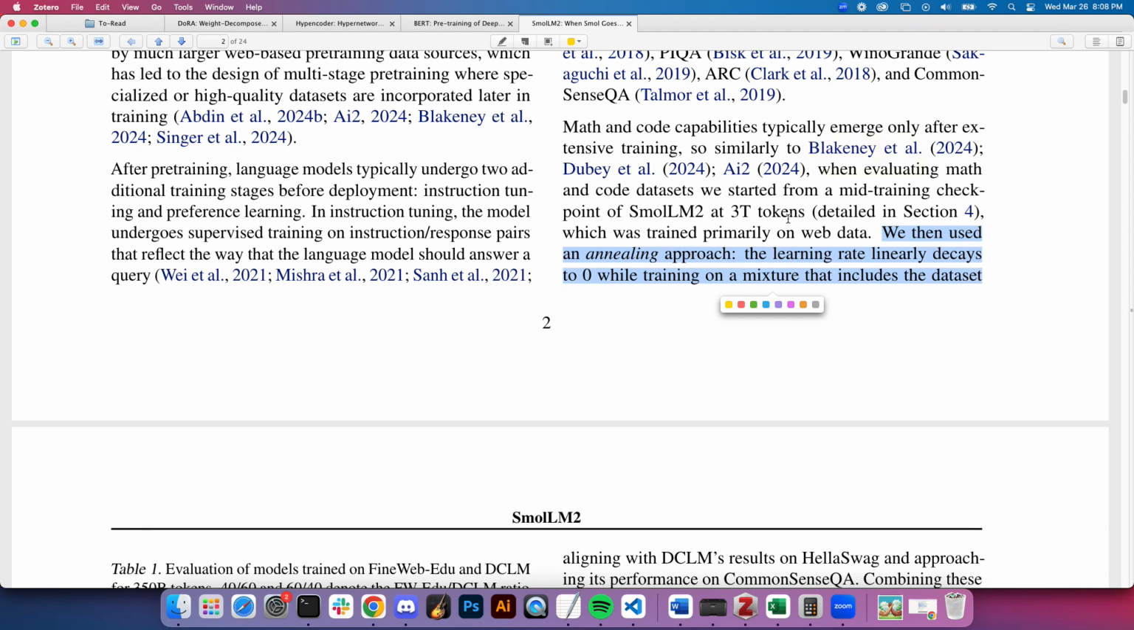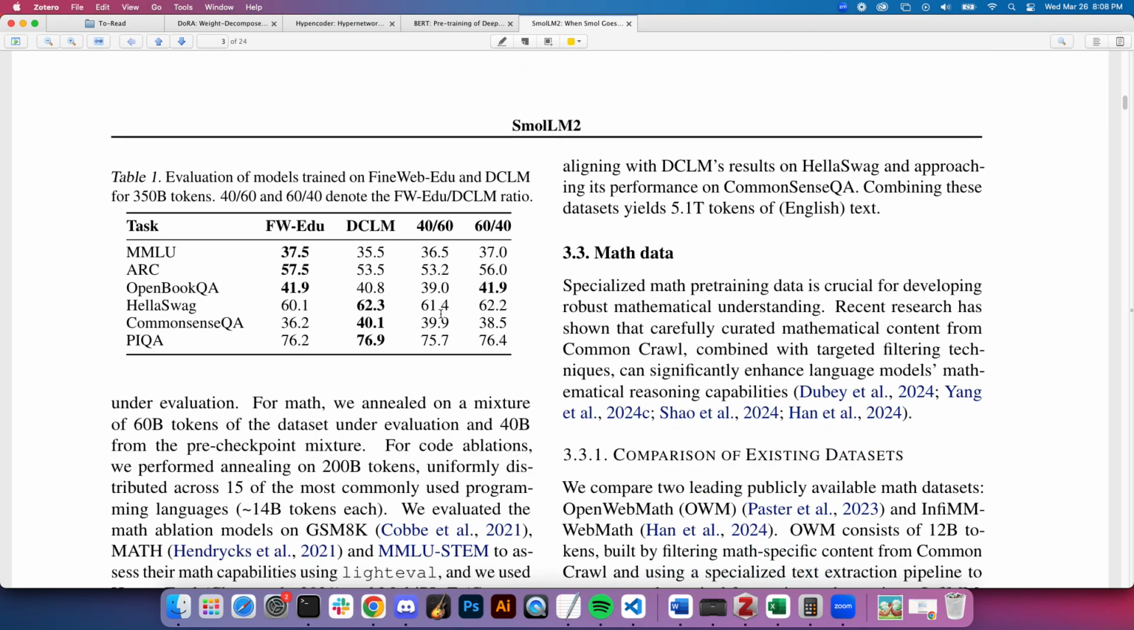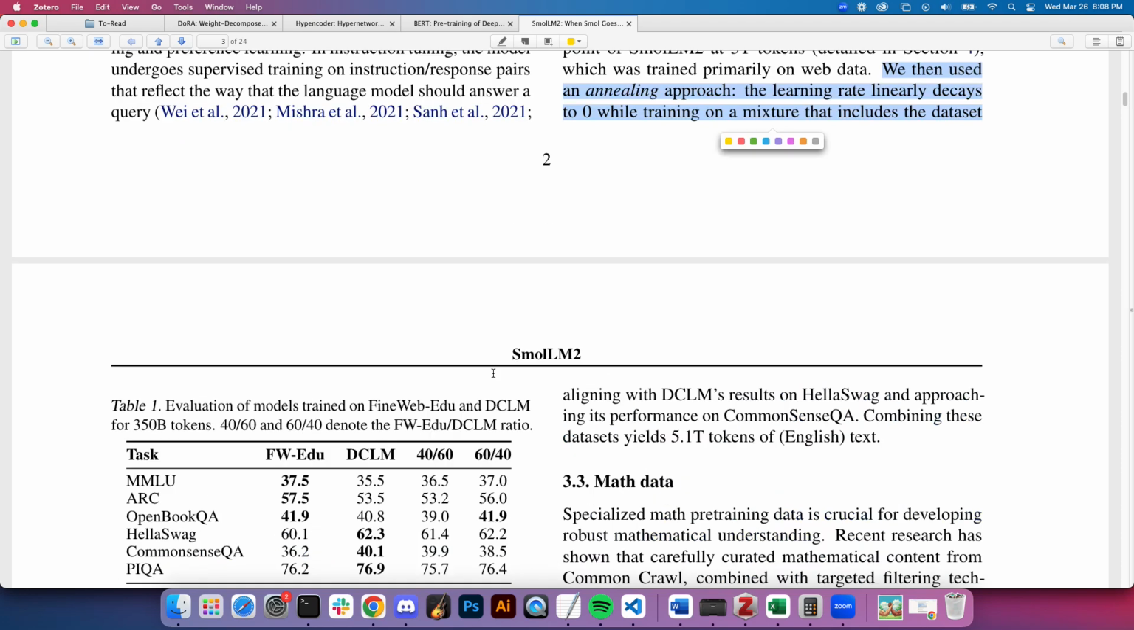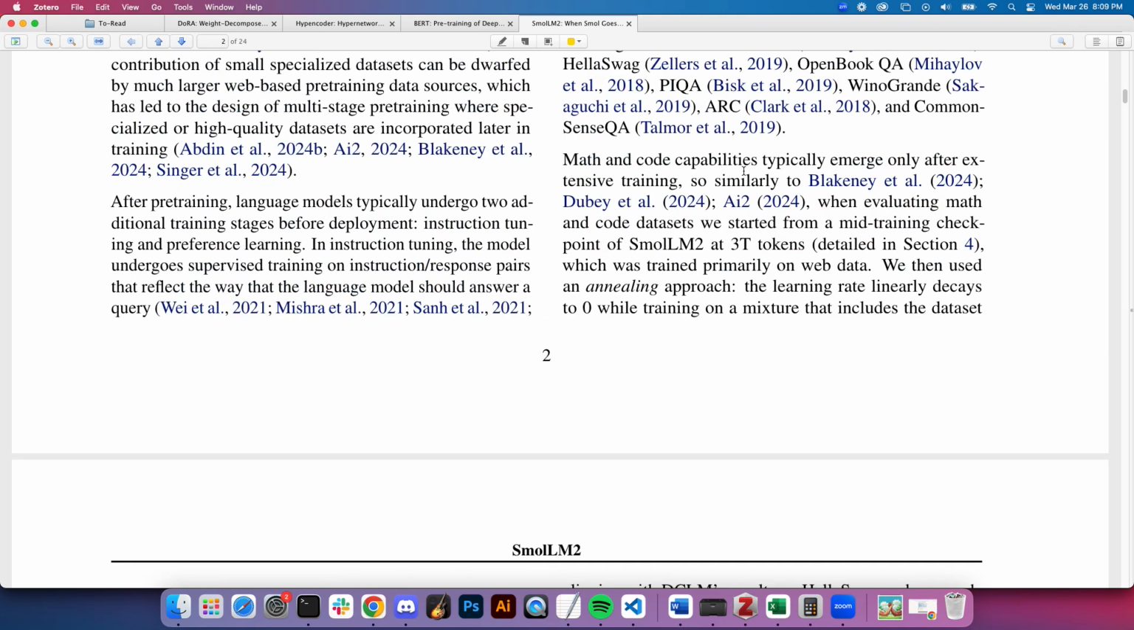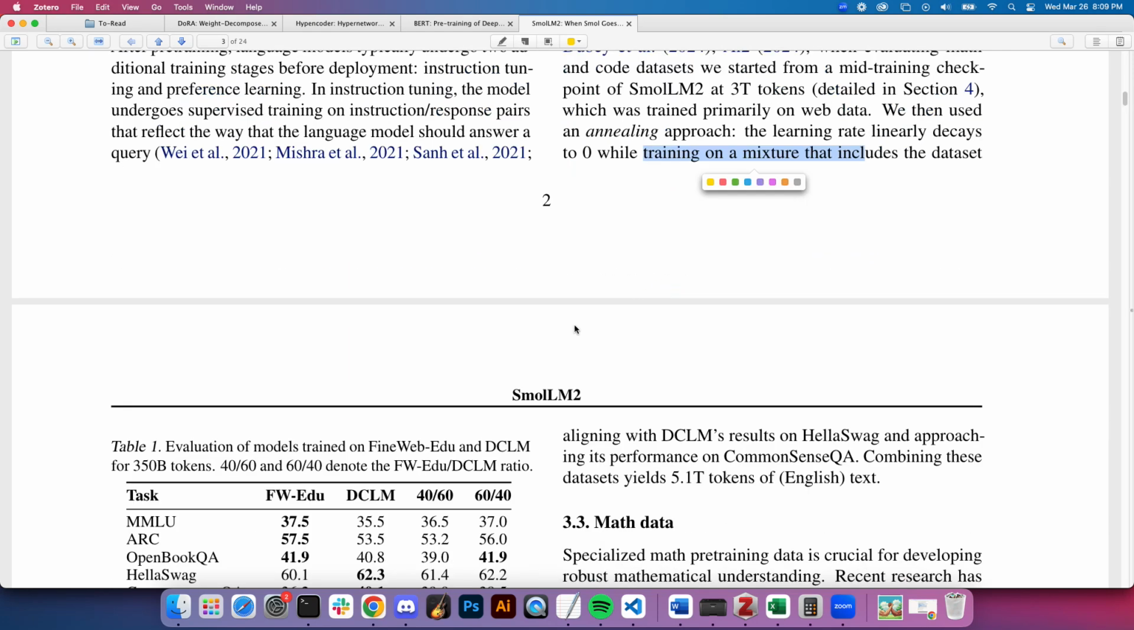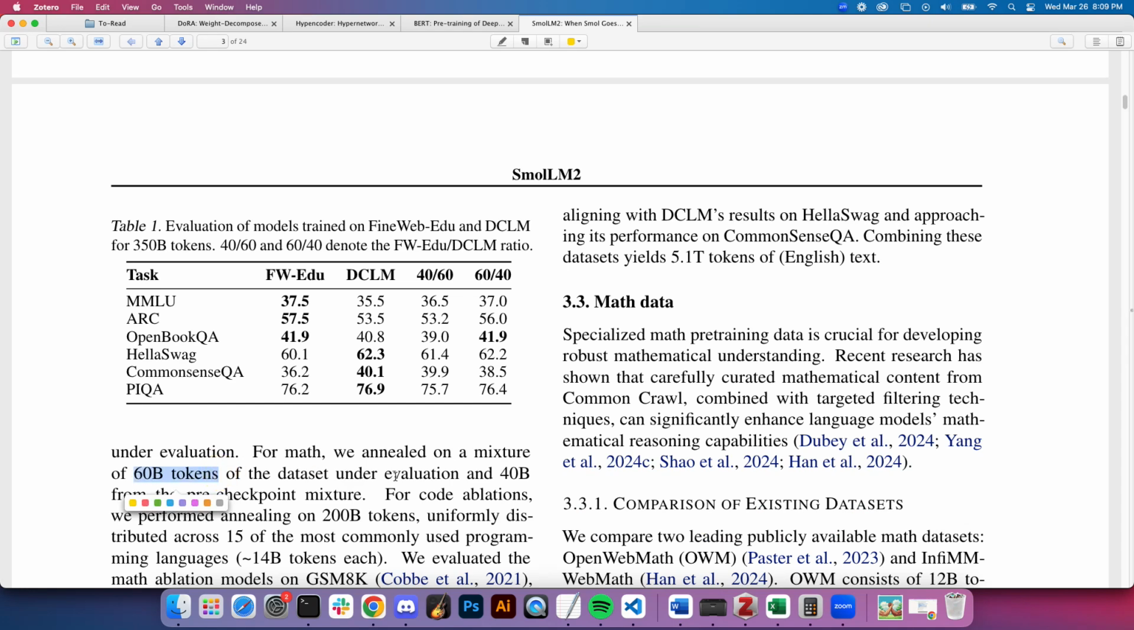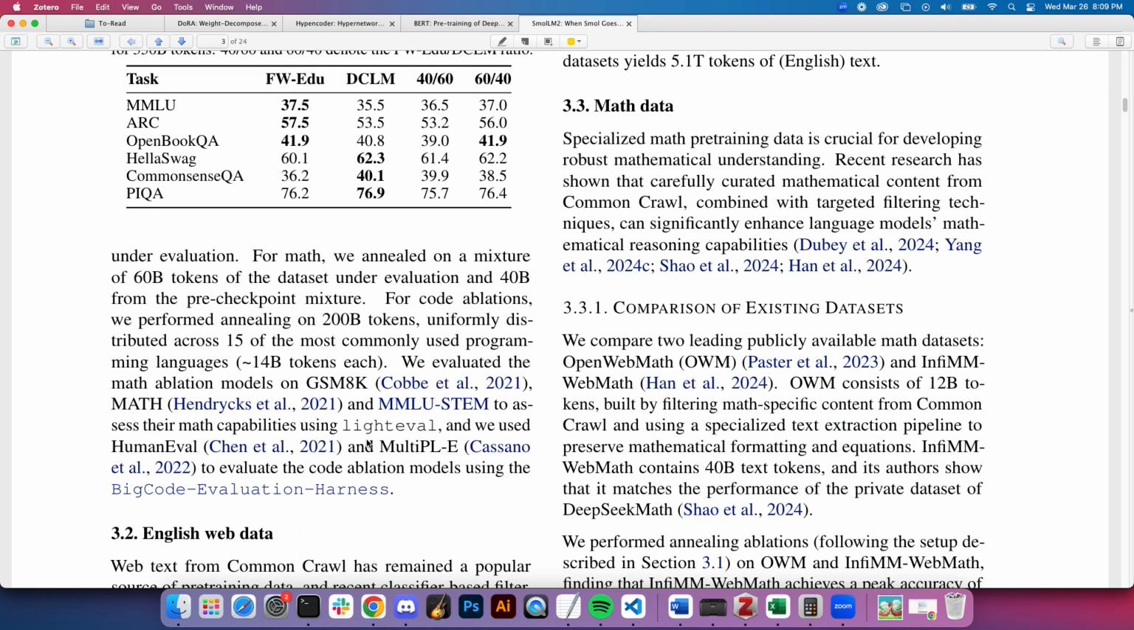We start from a mid-training checkpoint. We then use an annealing approach while training on a mixture. Oh, okay. So I think I kind of understand it. Because math and code capabilities emerge after extensive training, they start with a somewhat generally knowledgeable model, and then they train on a mixture that includes the data set, like 60 billion tokens for math and 40 billion from the pre-checkpoint. So they're essentially fine-tuning on this domain before they evaluate. I guess that's my takeaway from that.